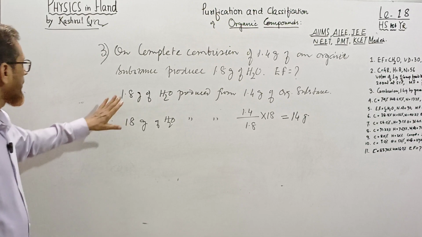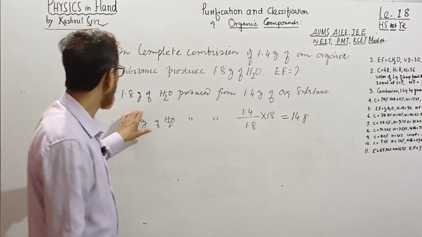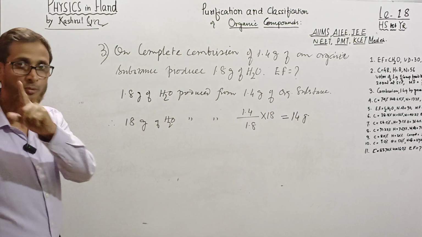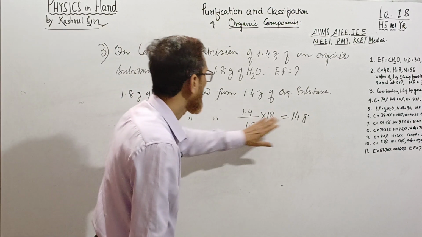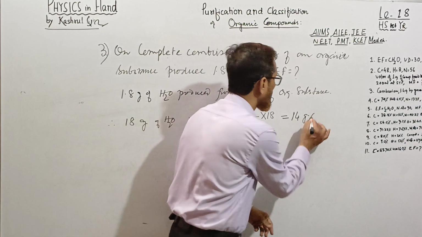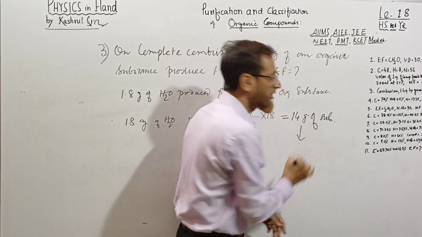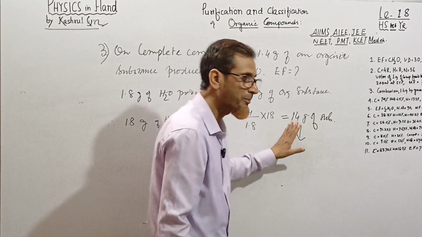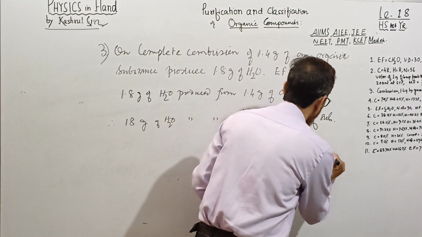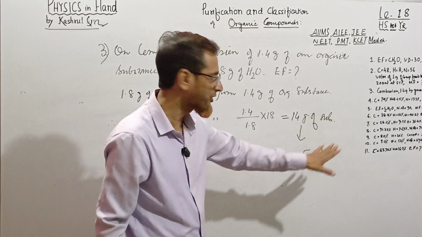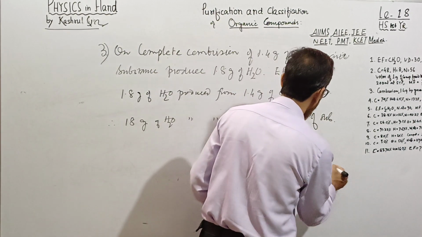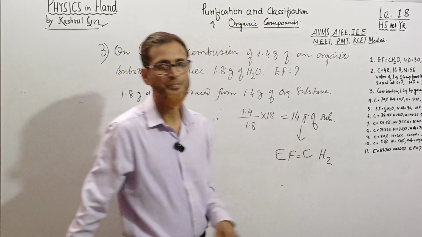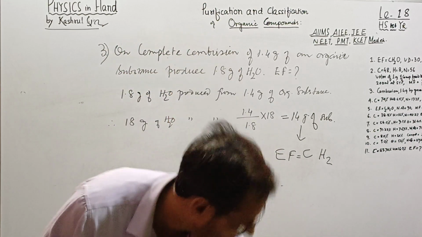So, simple calculation. 1.8 gram of water is produced from 1.4 gram of an organic substance. 18 gram means 1 mole, so 1 mole of water will produce 14 gram of organic substance. Now, what is the organic compound whose molecular mass is 14 gram? The compound must consist of carbon and hydrogen only. So carbon is 12 and hydrogen is 2. So the empirical formula of this compound will be CH2. Simple, nothing else.